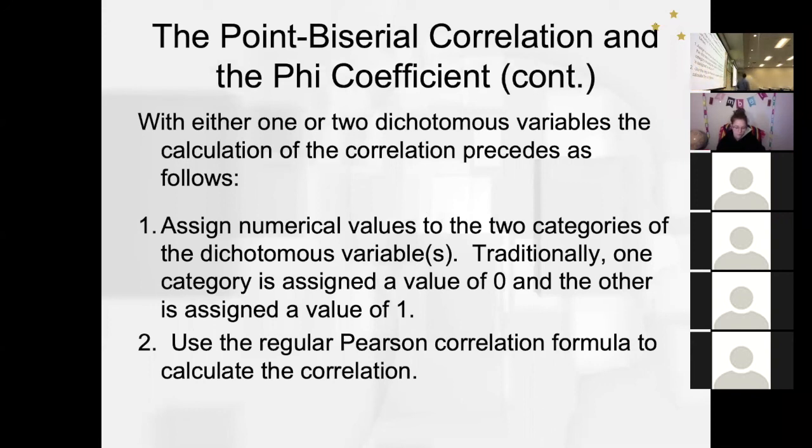So with either one or two dichotomous variables, the calculation of the correlation proceeds as follows. First, you assign numerical values to the two categories of dichotomous variables. It's typically the case that we just operate in binary when we do this. One category is assigned a value of 0. The other category is assigned a value of 1.